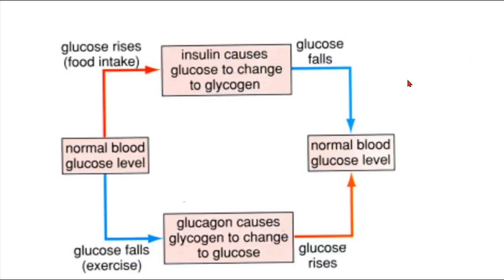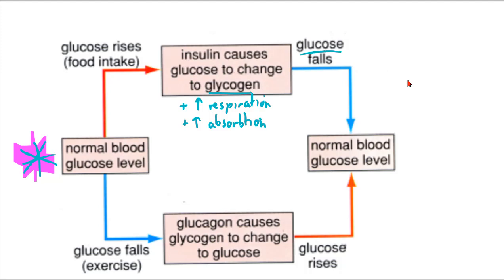So looking at this diagram then, if we start off here with normal blood glucose concentration, if our blood glucose levels rise because we've eaten a meal rich in carbohydrates, insulin causes the glucose to change to glycogen and it increases respiration and increases absorption. So the glucose levels fall, blood glucose levels fall, and we go back to normal. Okay, now that was negative feedback because whenever insulin production is increased, it decreases the concentration of blood glucose.